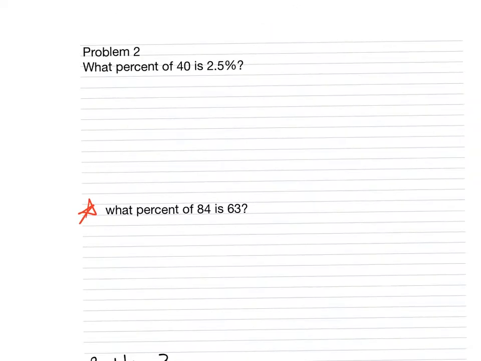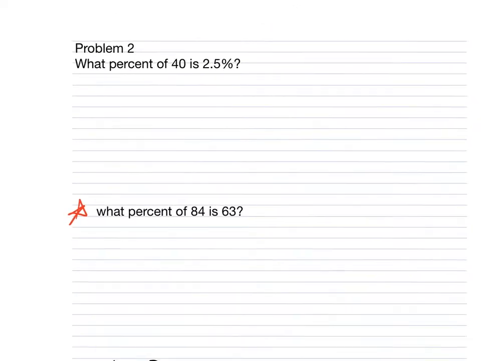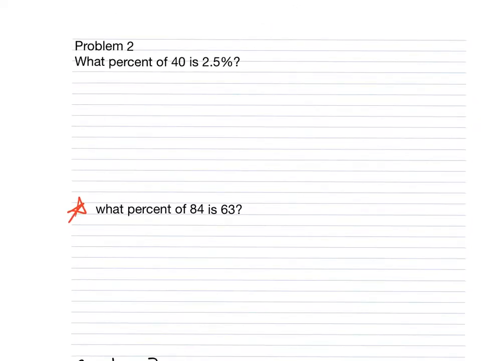Moving on, this is another problem. What percent of 40 is 2.5? We can still set up using our part over whole equals percent over 100 if we want, or we can use our part equals P percent of whole. I think for most of these, it's going to be best to use this one. If you already have the percent, it's better to use this one. So just stick with this one.